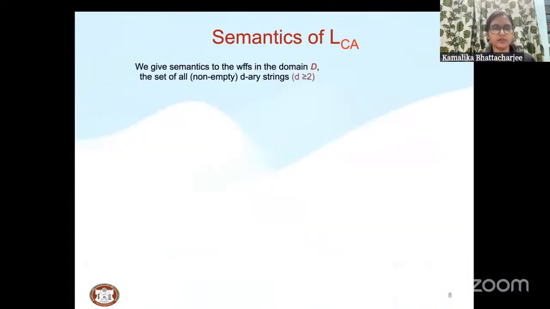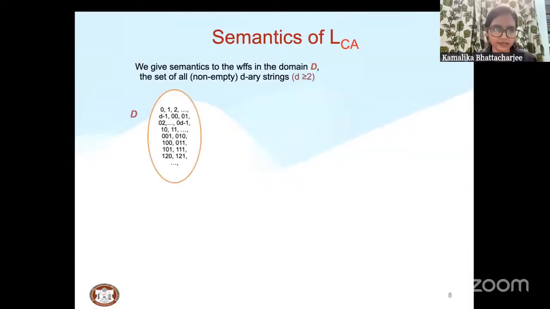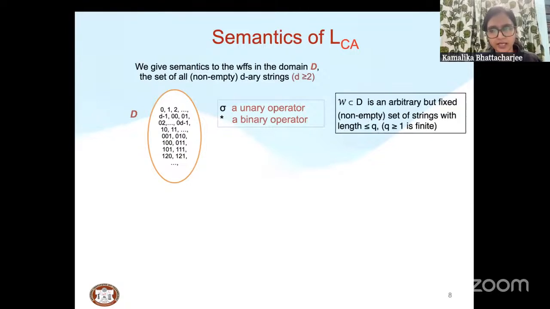Now we can go into the semantics. In the semantics, we give the interpretation. So first, we give the semantics in the domain D, where D is the set of all D-array strings. D is taken as greater than or equal to 2. We say that sigma is interpreted as a unary operator and star is a binary operator. And this W, that set that we needed for some of our spatial rules, is an arbitrary but non-empty set of strings.